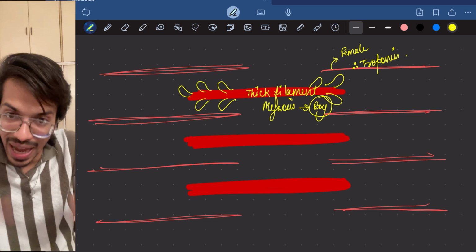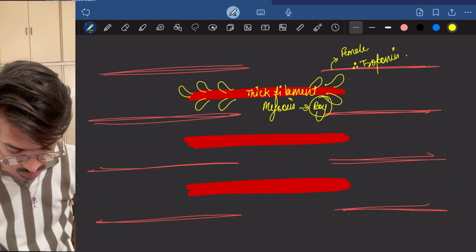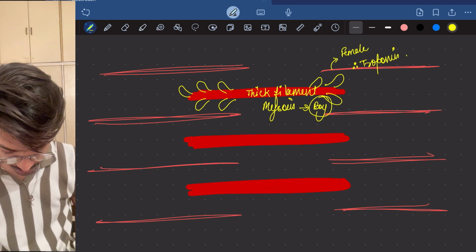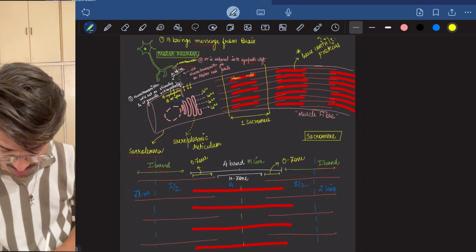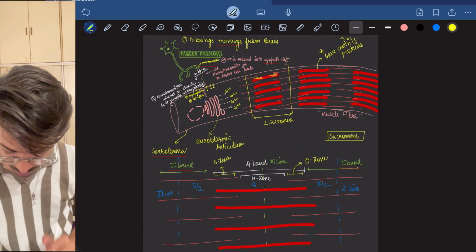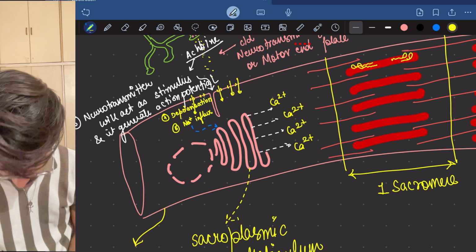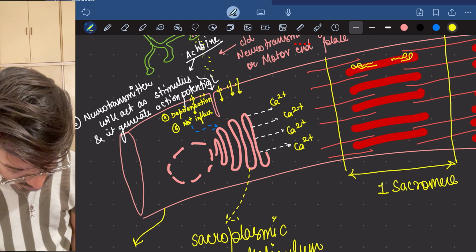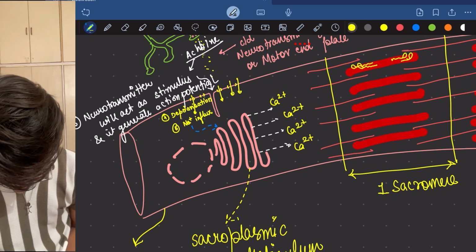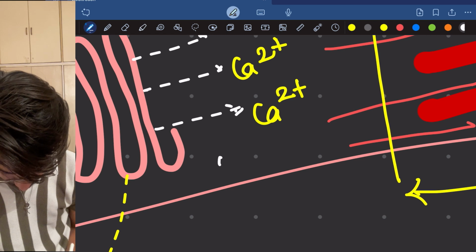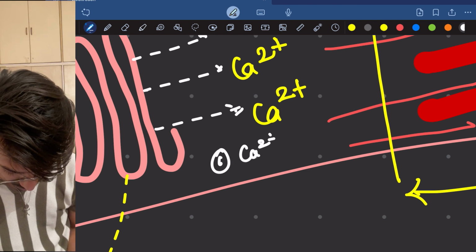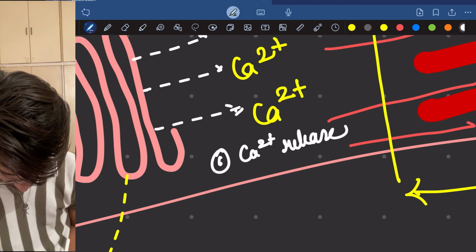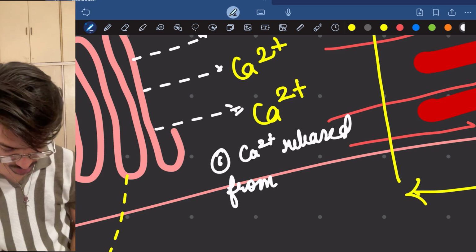Let's just see that in these terms also. If we are writing over here, if you remember, we have written certain steps till this. Now the calcium is released. So the sixth step was: calcium released from the sarcoplasmic reticulum.